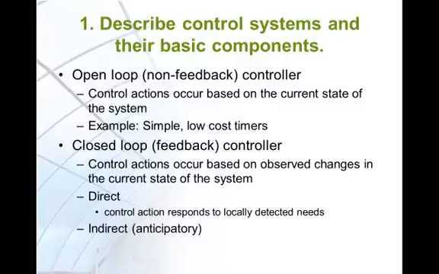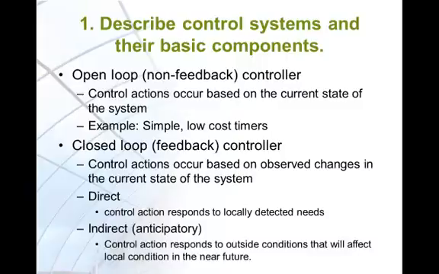There is also the indirect controller. The indirect controller responds to outside conditions that will affect the local conditions in the greenhouse in the near future. For example, in the morning, outside temperature begins to rise, and the vent is opened before internal temperatures have a chance to deviate from the set point temperature.